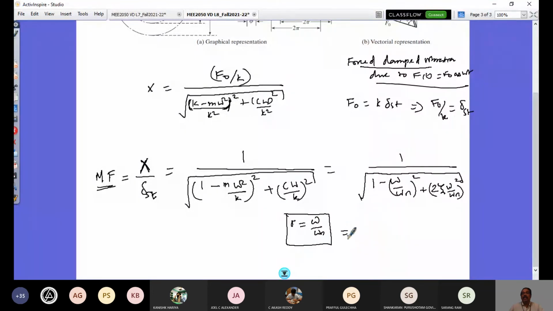If this is so, I can rewrite this equation as MF equals 1 by under root of (1 minus r squared) whole squared plus (2 zeta r) whole squared. I leave it to you to get that c omega by k is nothing but 2 zeta omega by omega n. See, it's simple. What is this? c by k by m omega n. So c by omega n can be written in this form, 2 zeta omega n. That I leave it to you to find that relationship.